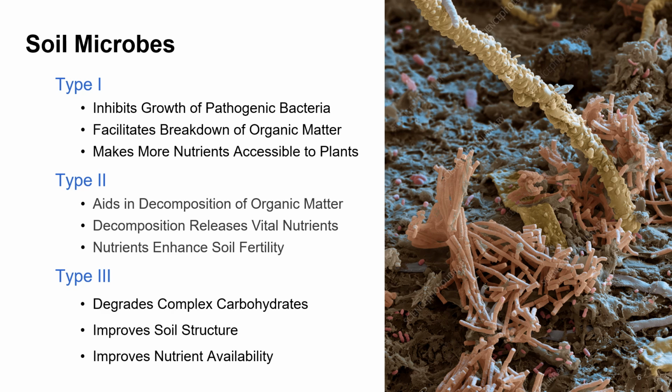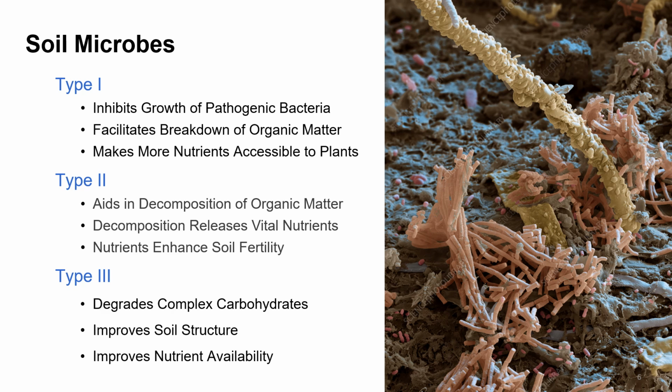Healthy soil microbes consist of type 1, 2, and 3. So they work together. You might see some overlap, but they all have overlapping sweet spots as well as additional things. Type 1 in slide 6 says inhibits growth of bad guys, pathogenic bacteria. That's good. You don't want the bad guys to grow exponentially faster than the good guys. It facilitates the breakdown of organic matter. Well, that's important. And then makes nutrients more accessible to the plants. Also quite important.